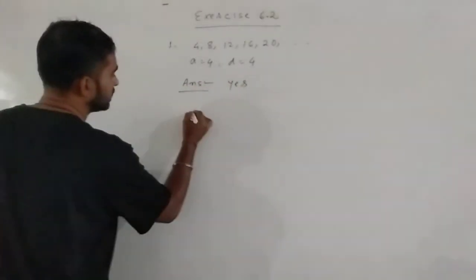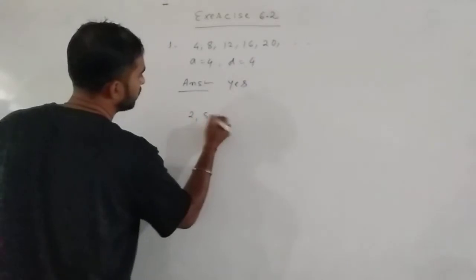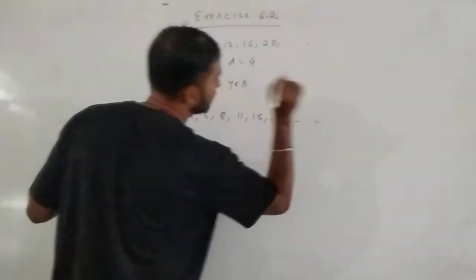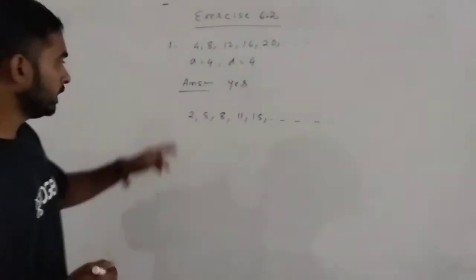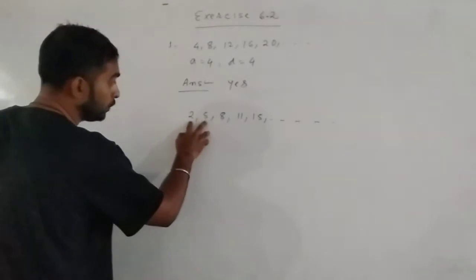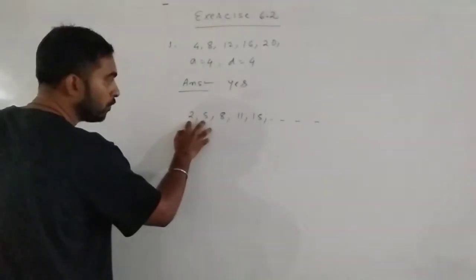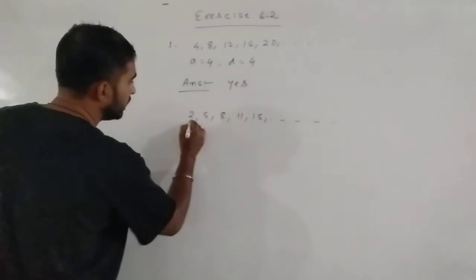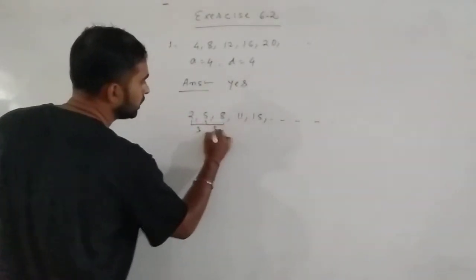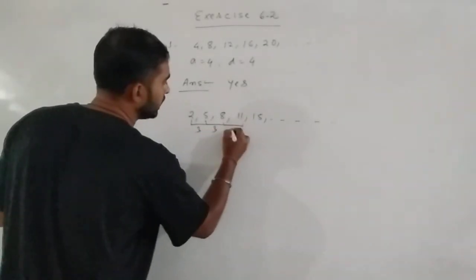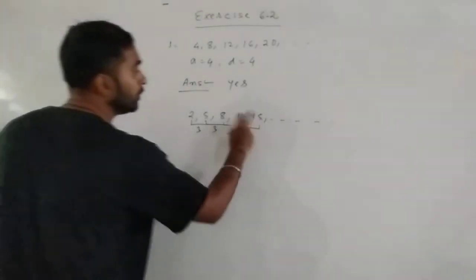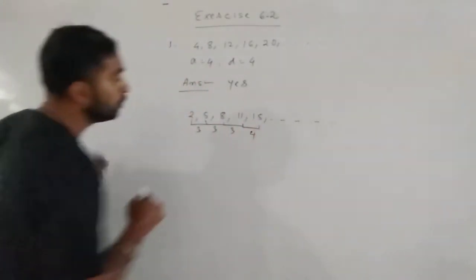Or take another example, suppose 2, 5, 8, 11, 15. Now we have to check whether it is in AP or not. First term is 2, second term is 5, with 2 plus 3 equal to 5. Here the difference is 3. Again 5 plus 3 is 8, then 8 plus 3 is 11. But here 11 plus 3 equal to 14, but it is given 15. So here the difference is 4.